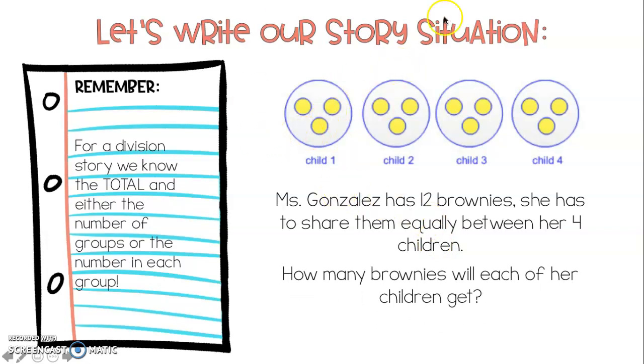Remember, I know the total number of yellow dots, which represent brownies, and I know that she has 4 equal groups. So that means that she has to share these 12 brownies equally between her 4 children. The question that I want to ask is, how many brownies will each of her children get? Because that is what I don't know, which is what the number is in each group.